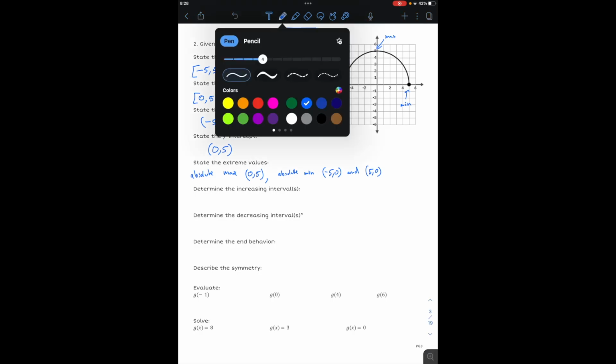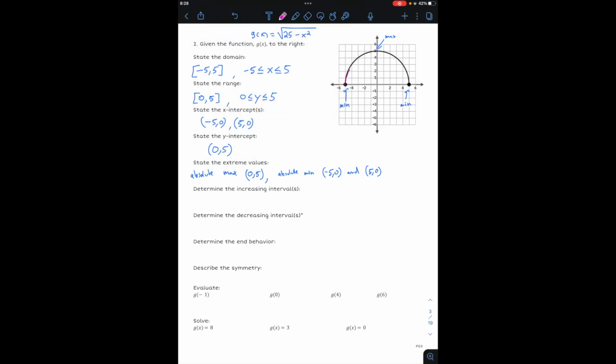Determine the increasing intervals. As we move from left to right, we're going up, up, up, up. We are increasing to our maximum, and then going left to right, down, down, down, we are decreasing from our max to our other min. So our increasing interval is from negative 5 all the way to 0, because remember that refers to the x interval. And I'm personally of the opinion that at negative 5 and 0, we are neither increasing nor decreasing.